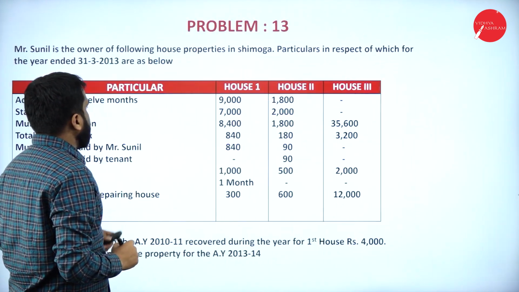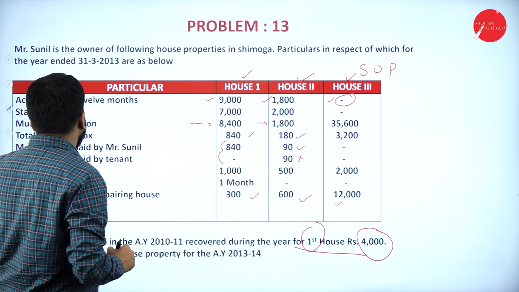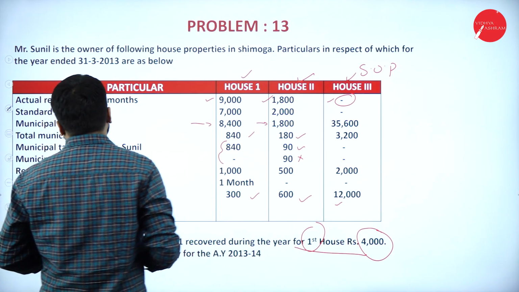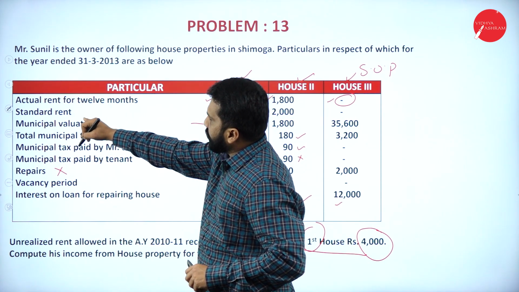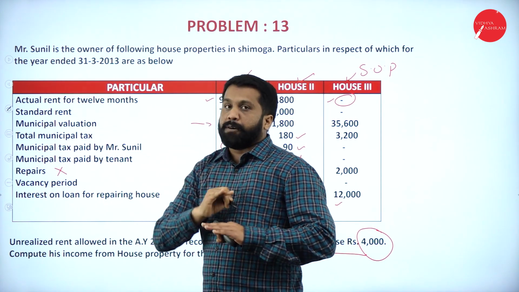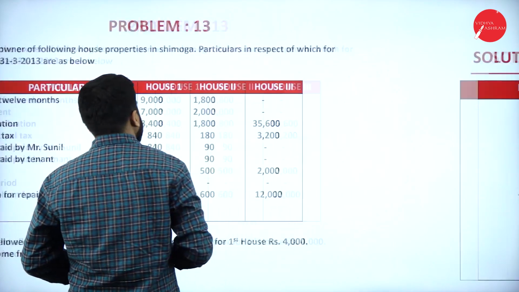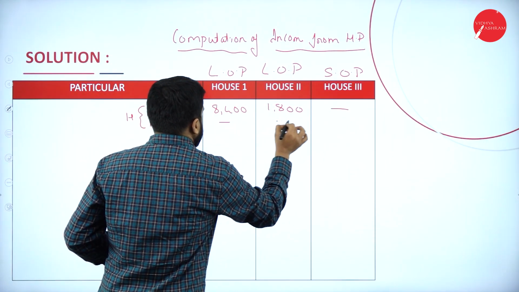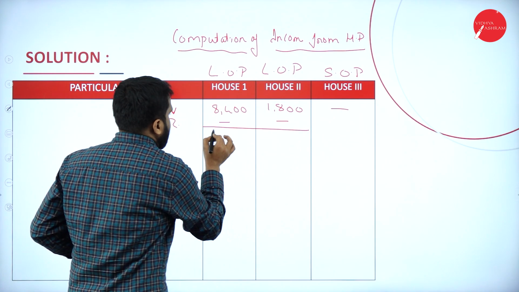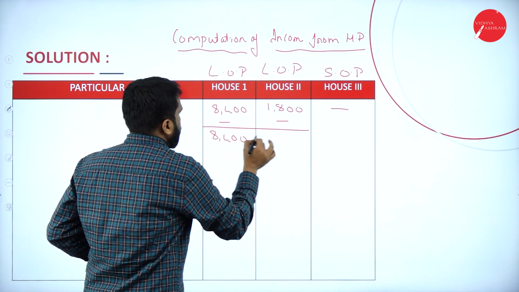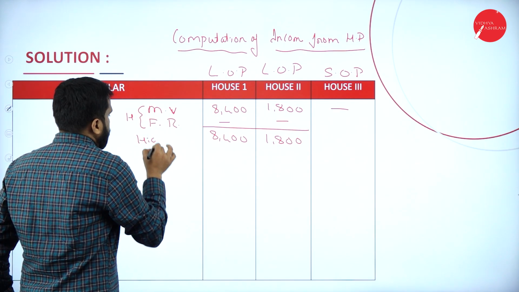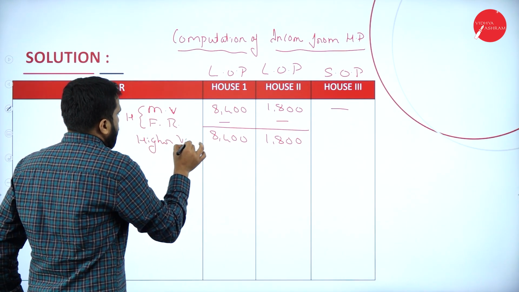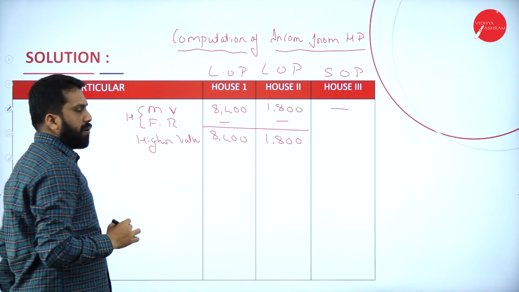Now, fair rent. What is the fair rent? Fair rent in this problem they have not given. Municipal value is there, standard rent is there, actual rent is there. Fair rent is not given, so it will be nil, and whichever is higher, 8,400 and 1,800, the higher value. Hope you are clear.